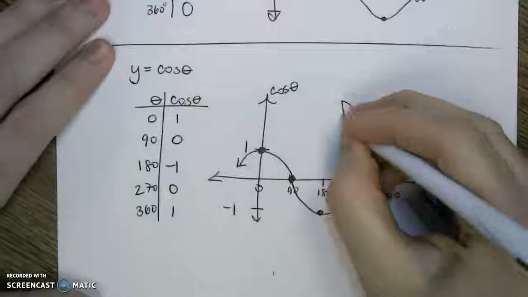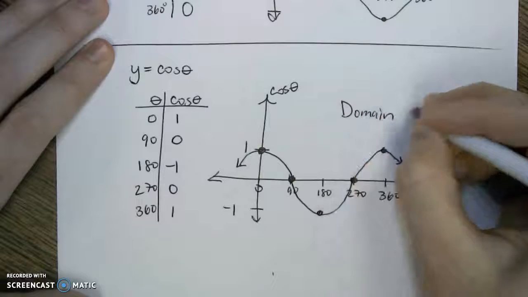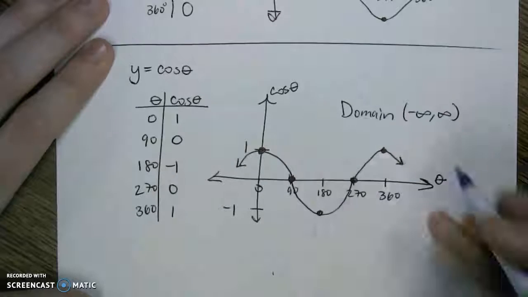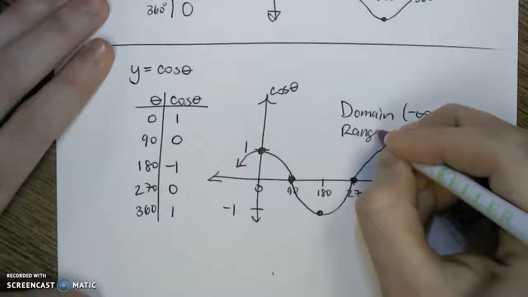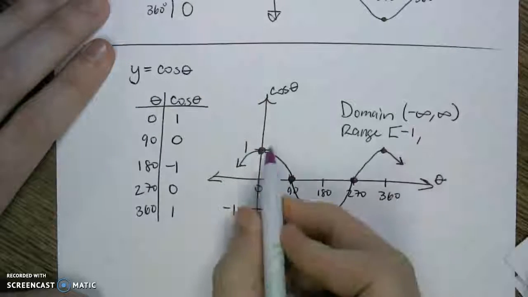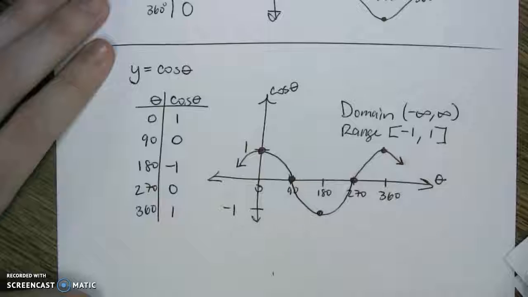We've got a domain of negative infinity to infinity because the arrows go in both directions. For range, we've got a y value of -1 to a y value of +1.